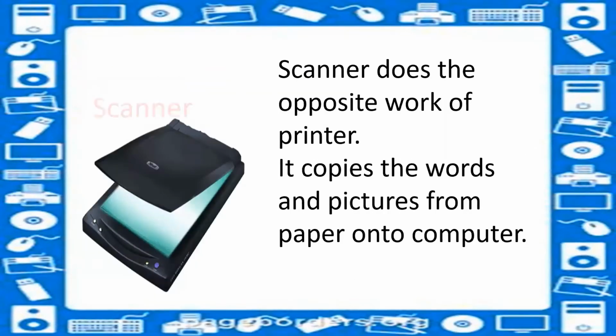The next part of a computer is scanner. Scanner does the opposite work of printer. So how does it work? It copies the work and the picture from the paper onto the computer. Now if we have any of our work on a piece of paper, we can copy that work onto our computer with the help of scanner. So scanner copies the words and the picture from the paper onto the computer.